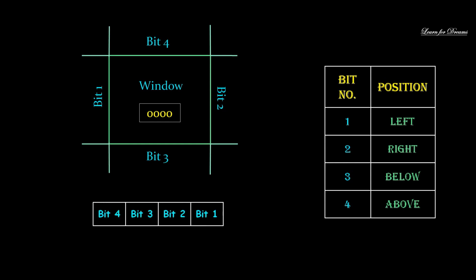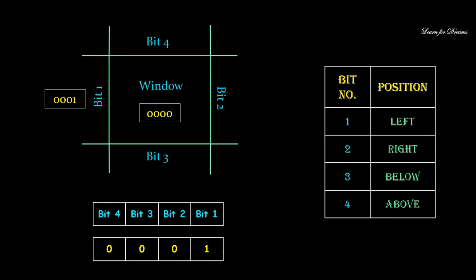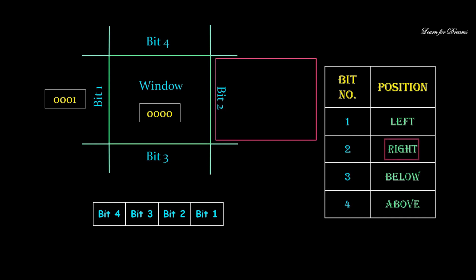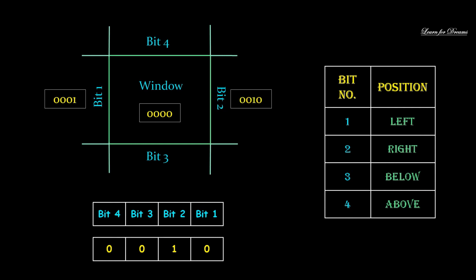Now let's see bit representation for the regions. This region is on the left side of the window, so only bit 1 value will be 1. All other bit values will be 0. So the bit representation for the region becomes 0001. Now let's take the next region. This region is on the right side of the window, so only bit 2 value will be 1. All other bit values will be 0. So the bit representation for the region becomes 0010.